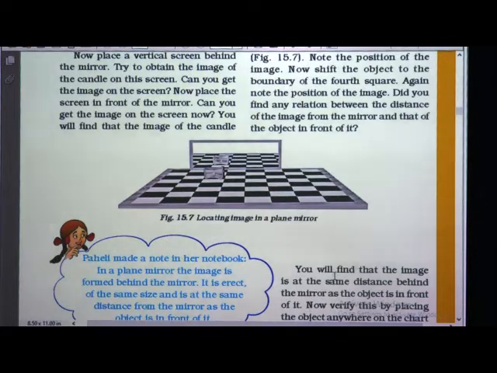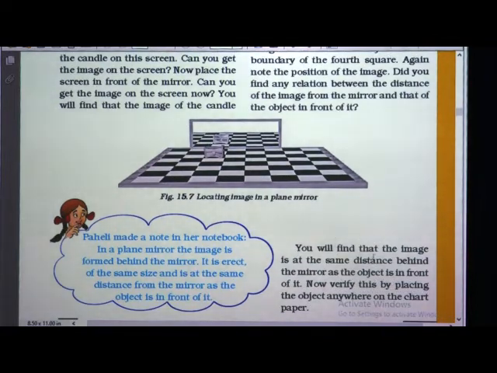So here you have to read, you will find that the image is at the same distance behind the mirror as the object is in front of it. So whatever distance there is in front of the mirror, you will find the same distance behind the mirror. Now verify this by placing the object anywhere on the chart.